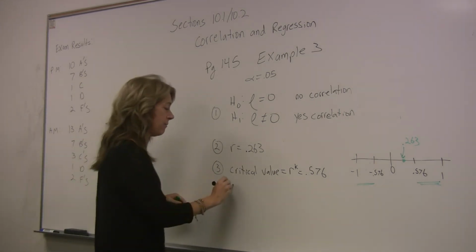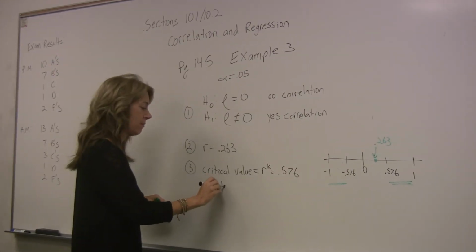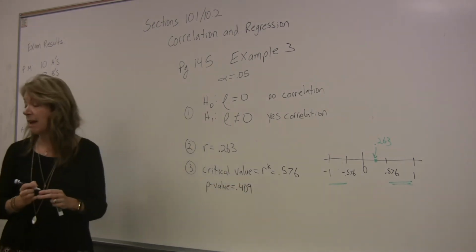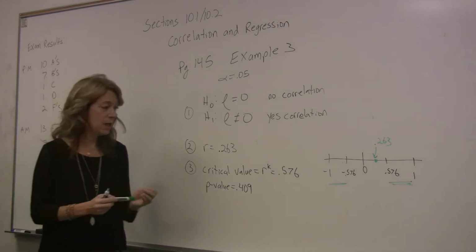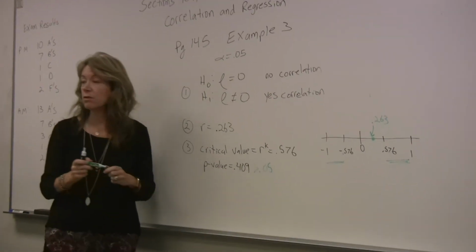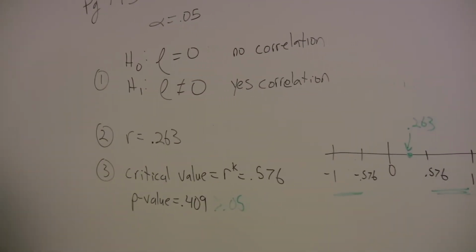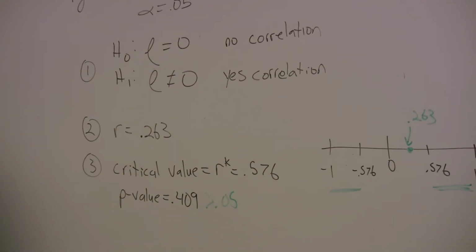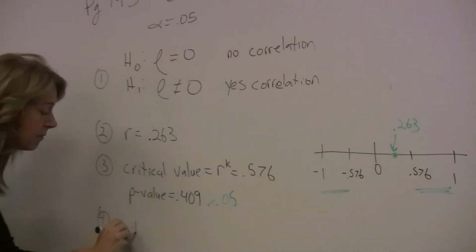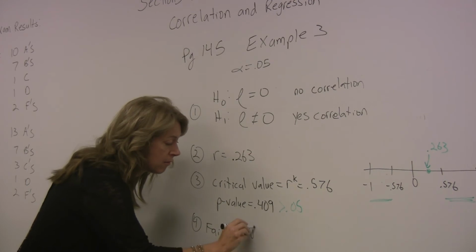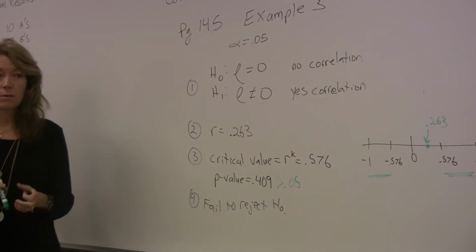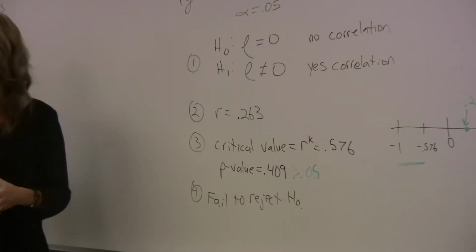What was your p-value? 0.409? Clearly not less than alpha. That's definitely greater than alpha. So either case tells you to fail to reject H0. The first one we've seen where we failed to reject.